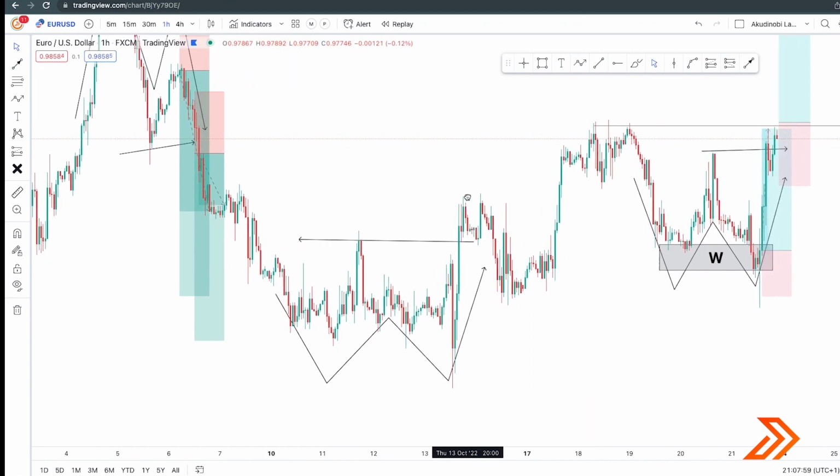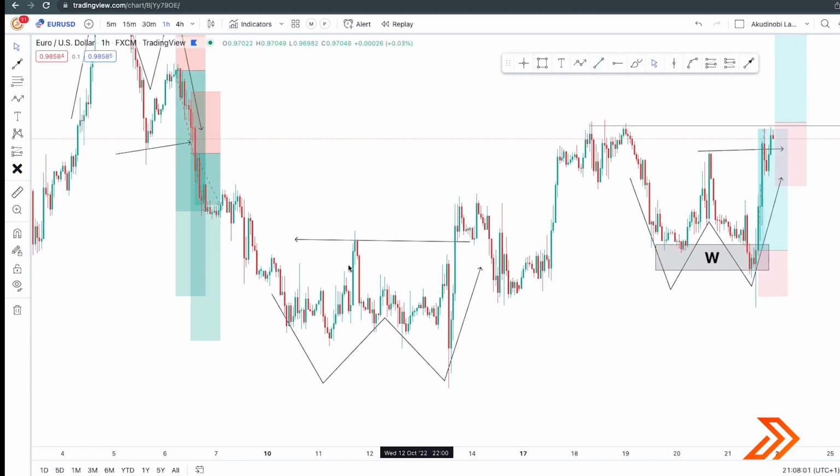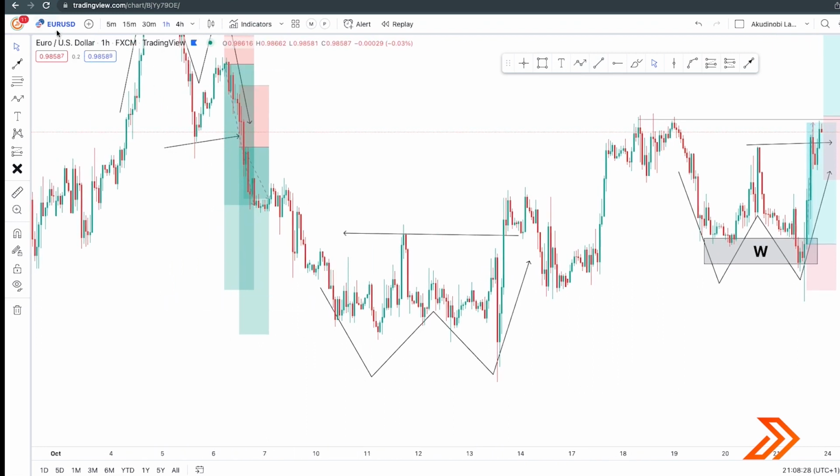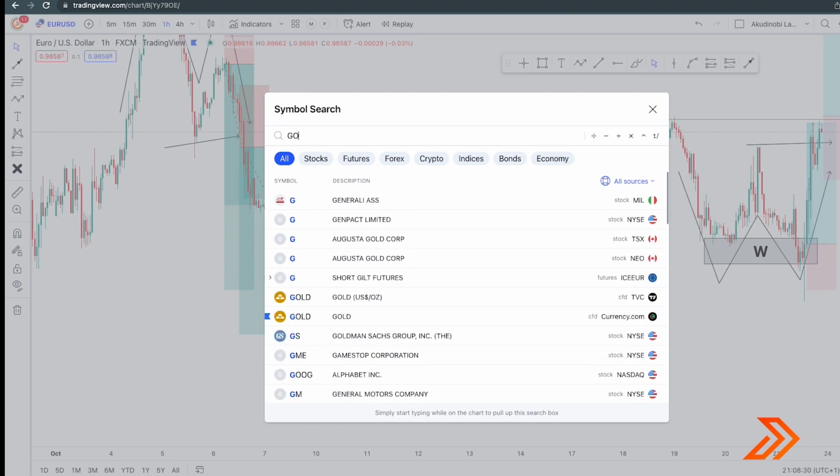Look at placing your entries here, or if you're an aggressive trader, you could look at placing your entry at this zone here, once this liquidation has been done. As an aggressive trader, you could place your entries here, or you could wait for a break of this structure here. But no, this is not a crystal clear W because we have an extension here. So let's go to gold.